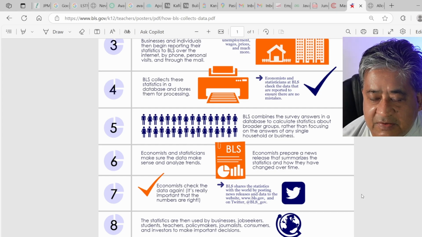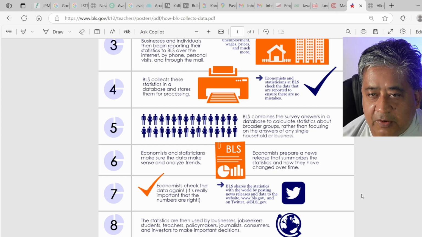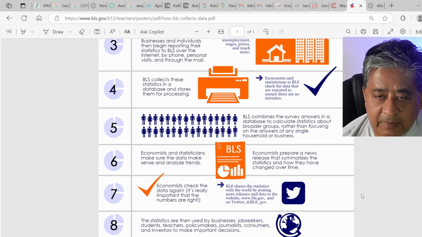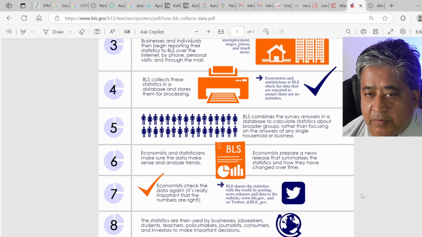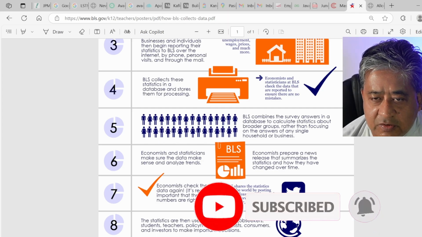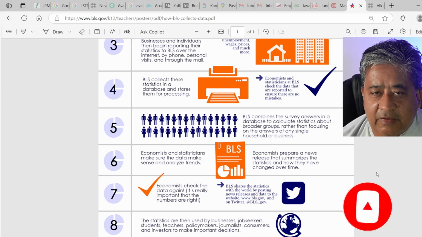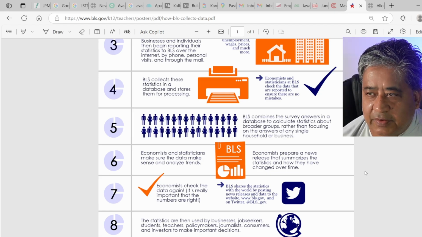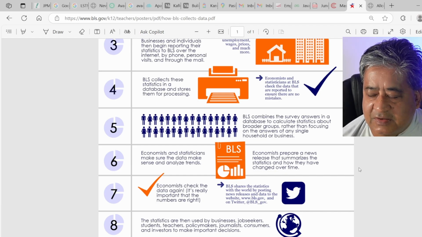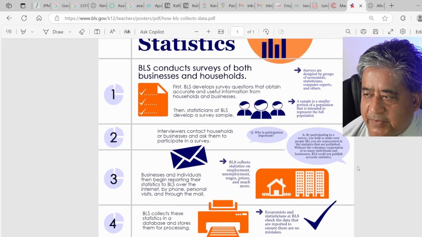Say, for example, if the CPI numbers come out or the unemployment numbers come out, depending on whether the numbers are up or down, the stock market sometimes moves very significantly. It creates a lot of volatility in positive or negative directions. So getting the correct number from BLS is very, very important. Hope you understand the overall process of how BLS collects these statistics after it conducts the survey.